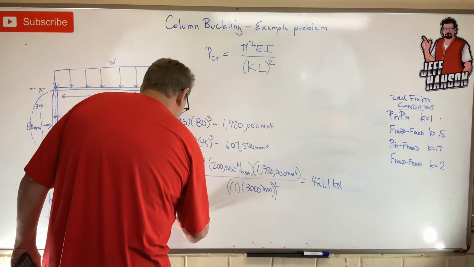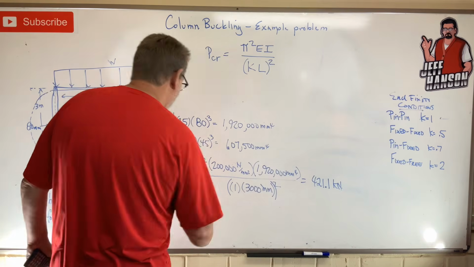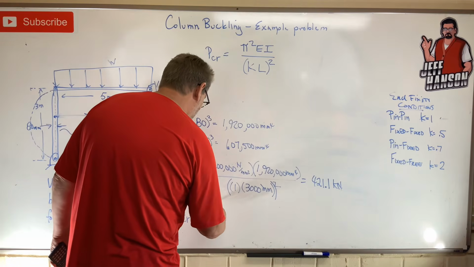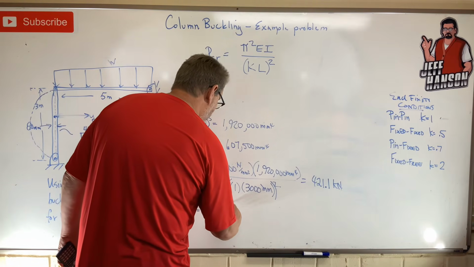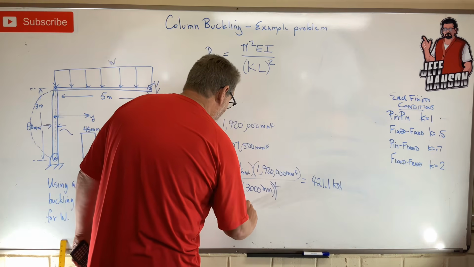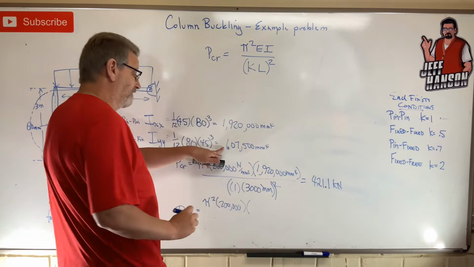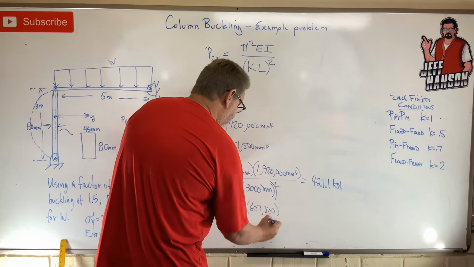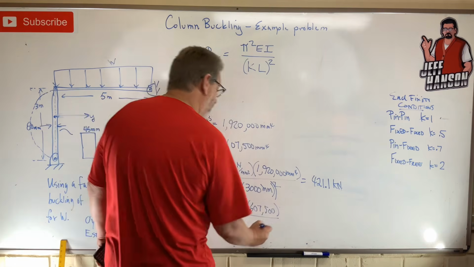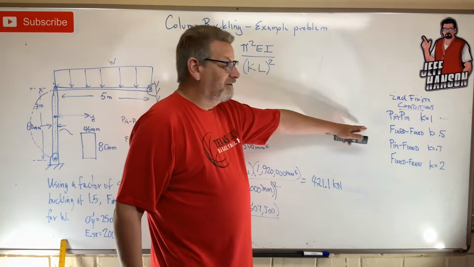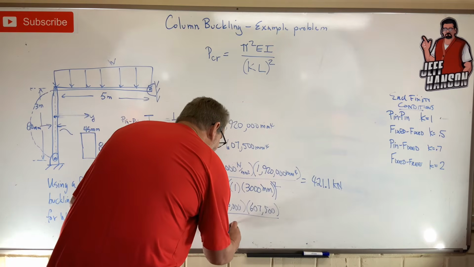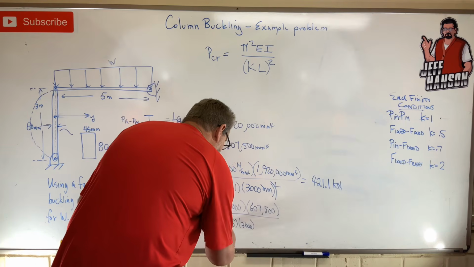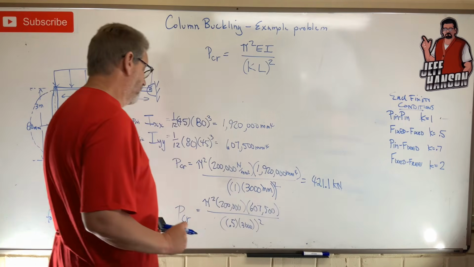Okay, so here we go. Next one, P critical. Now we're going to do bending around the Y. Why? Because we have to. Okay, 200,000 times this value, 607,500, divided by, here we go. Now this one's fixed, so it's 0.5. So 0.5 times 3,000 times all of that squared. Boy.